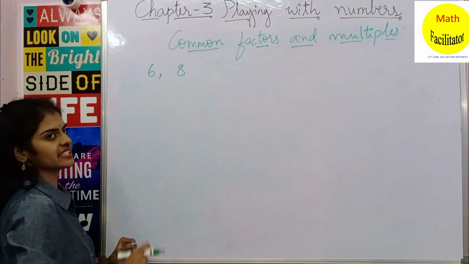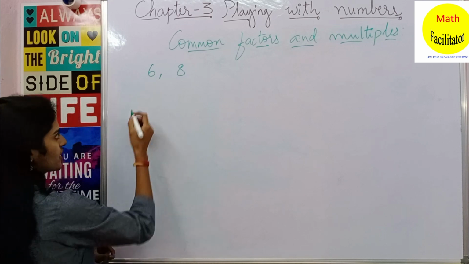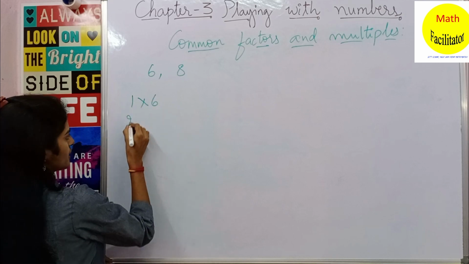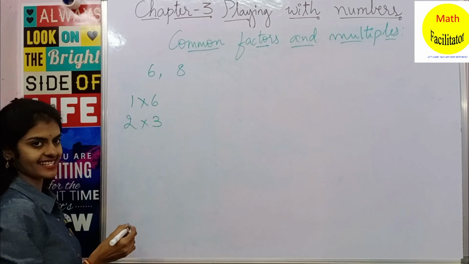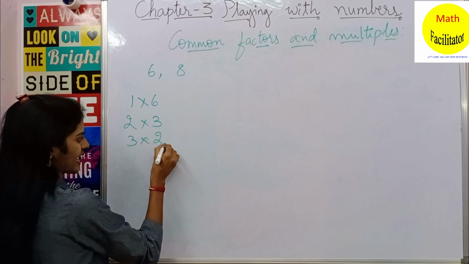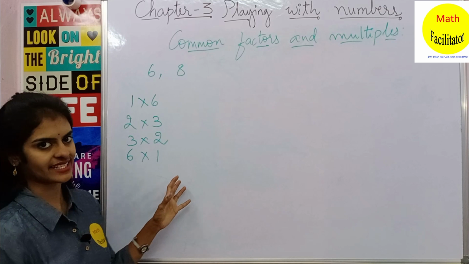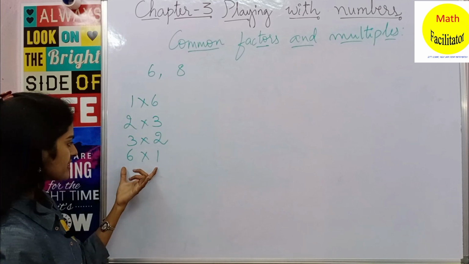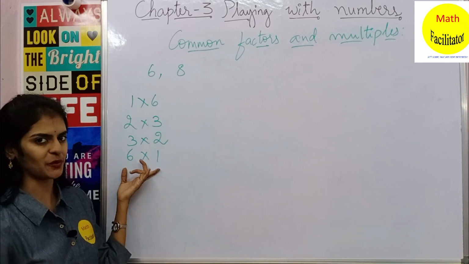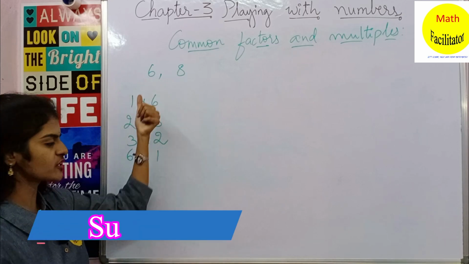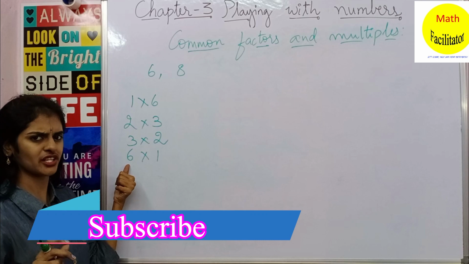Firstly, we will write the factors of 6. What are the factors of 6? It is nothing but 1 into 6, 2 into 3, 3 into 2 and 6 into 1, because 4 and 5 are not exact divisors of 6. Now after 6, do you have to check for 7? No, because always the factors are less than or equal to the given number. So the 6 table is sufficient to check.